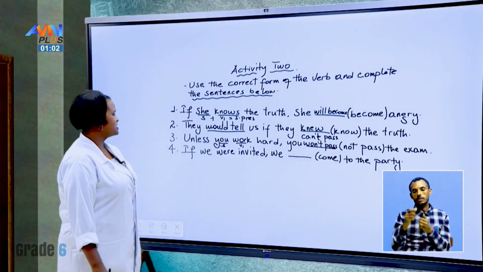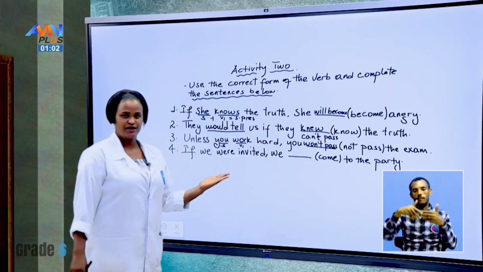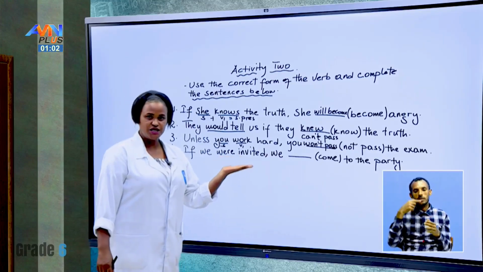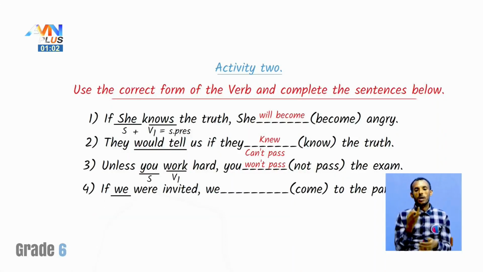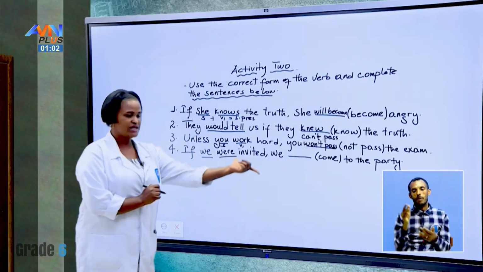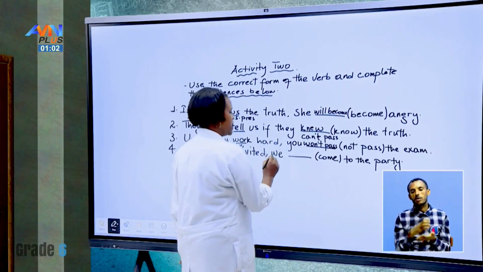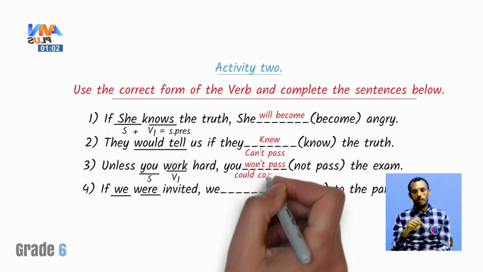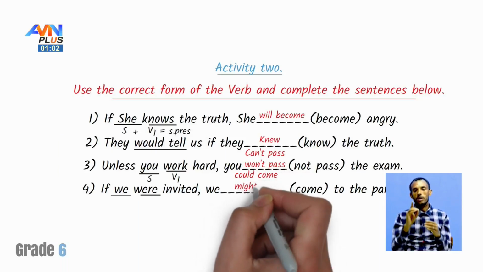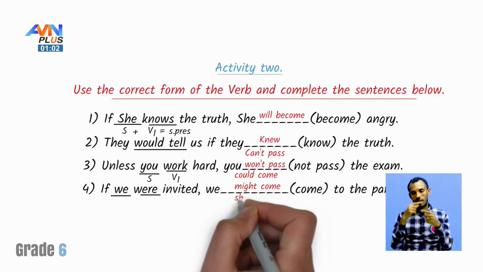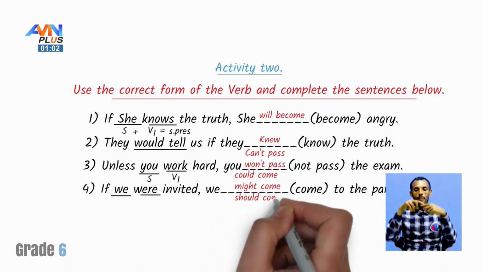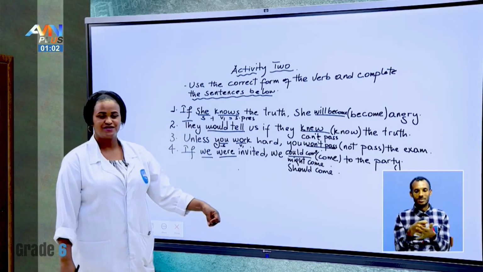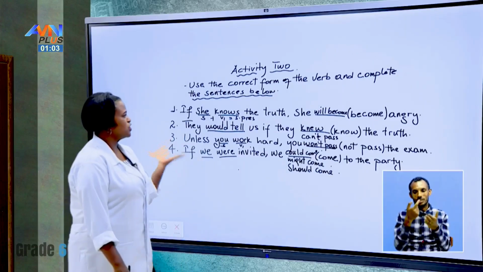The last but not least, if we were invited, that means these people are not invited, yes? But what are they saying? If we were invited, we, then the past auxiliary were, which means simple past here. So what is the main clause? Very good. Then what do you say? We could come, or we might come, or we should come, and we would come. These are some of the possible answers. Perfect. So this is all about the conditional sentence.